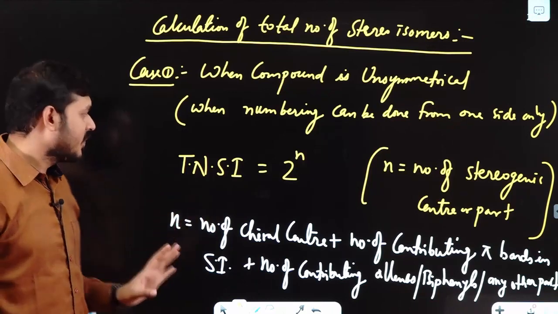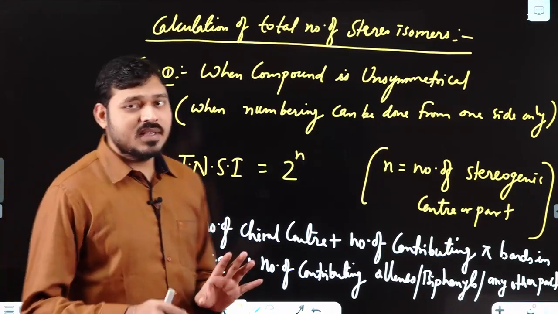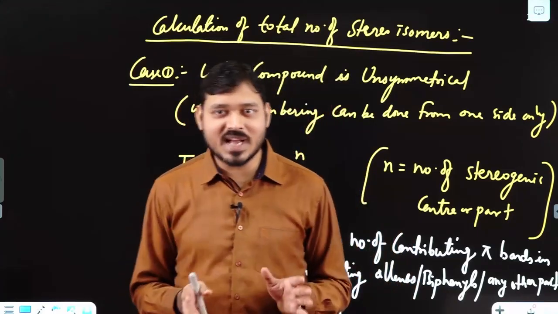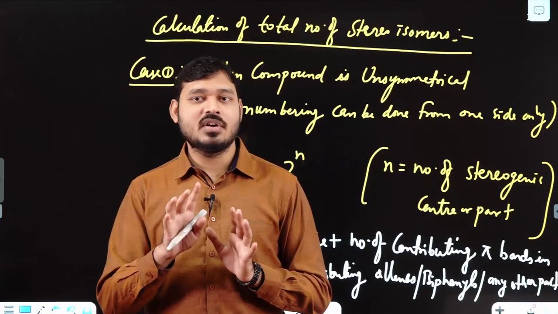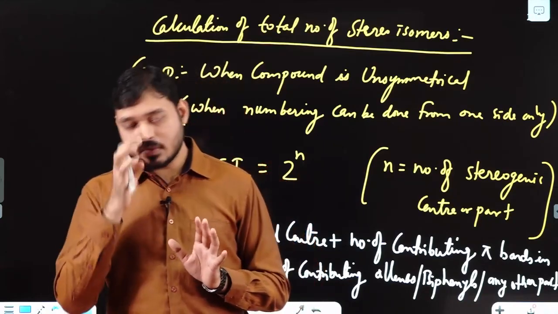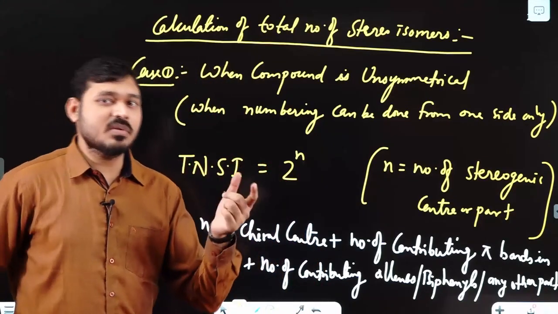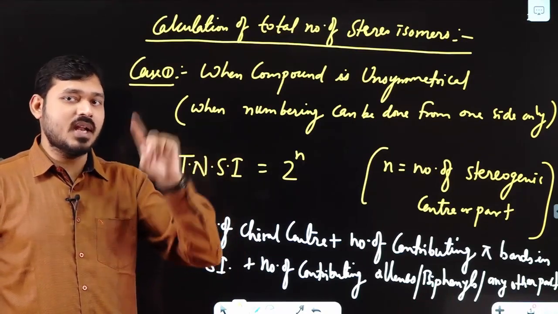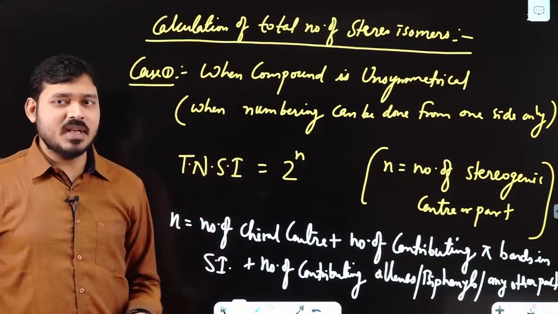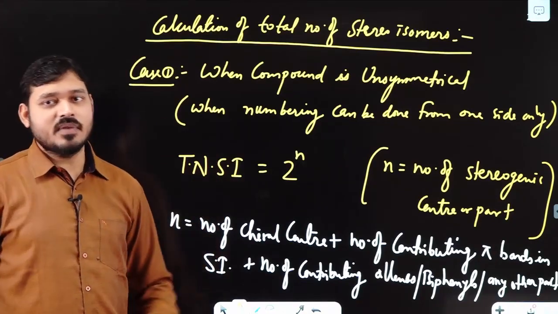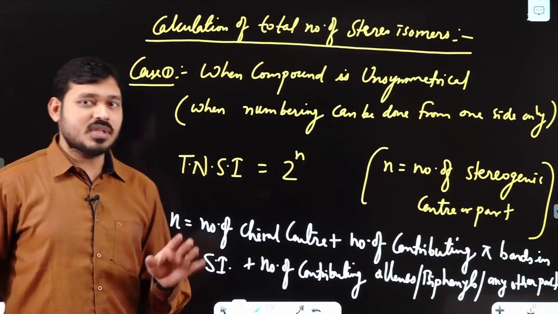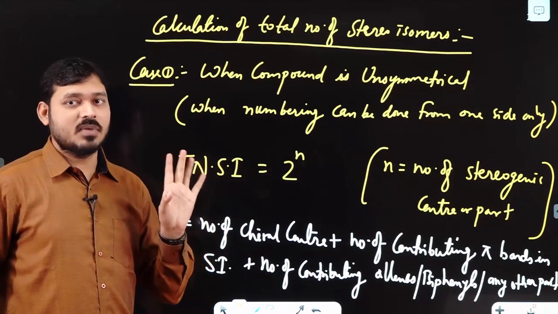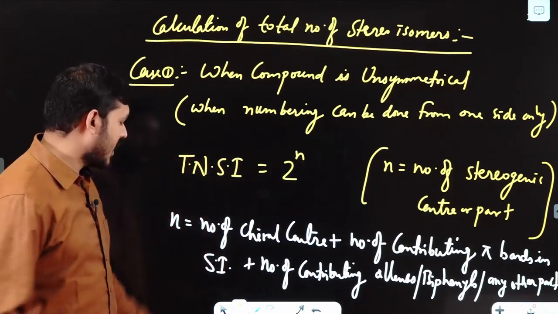Okay, clear? Now dear students, sometimes you may come across a formula of total number of optical isomers equals 2 to the power n. So when you say total number of optical isomers 2 to the power n and total number of stereoisomers 2 to the power n for the same compound, it simply means there is not at all any case of geometrical isomerism. Okay, so sometimes this formula is also used for total number of optical isomers. Clear? Okay.